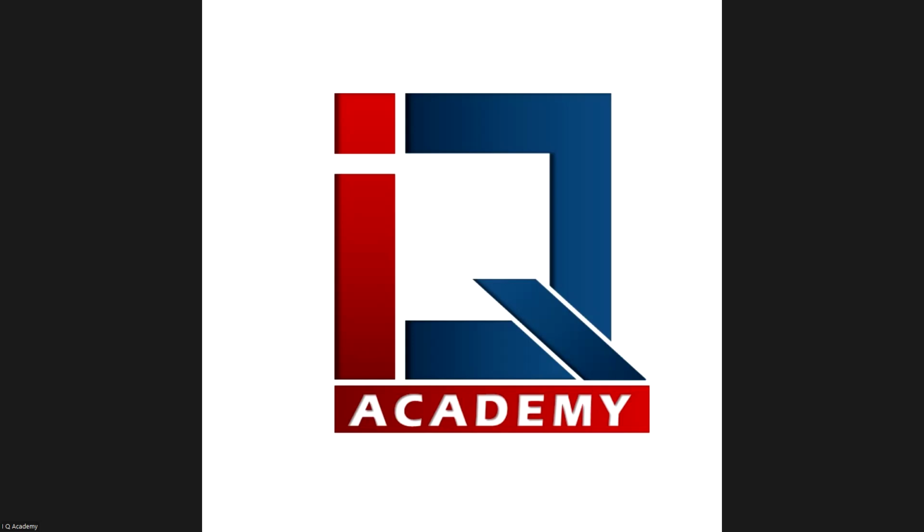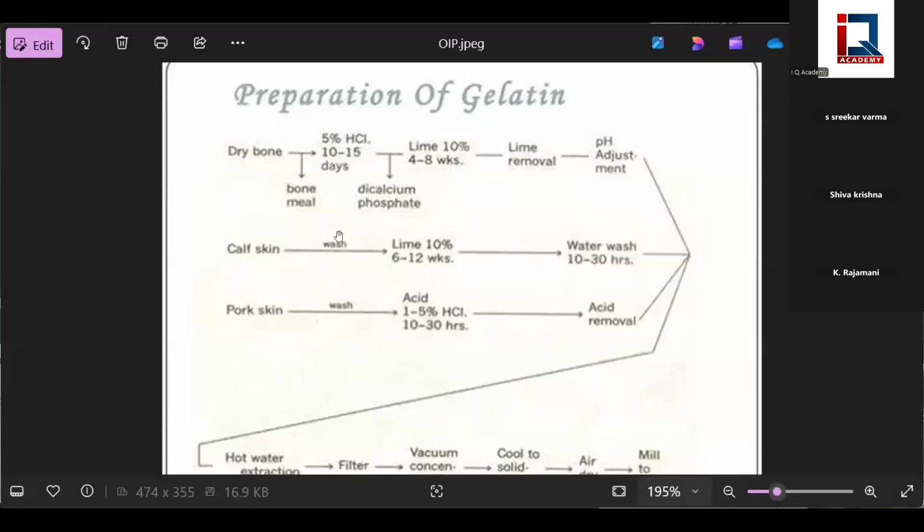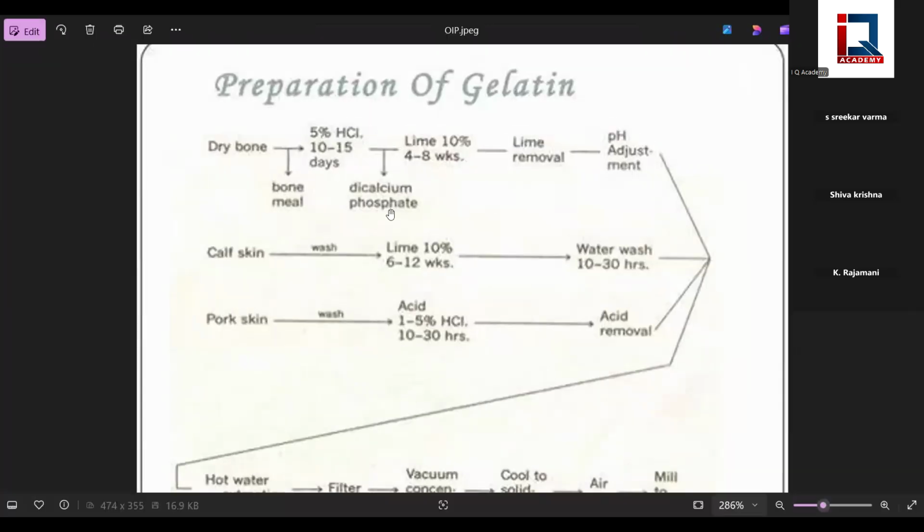Yep, there will be one beautiful slide. Can everybody see my screen? Preparation of gelatin.